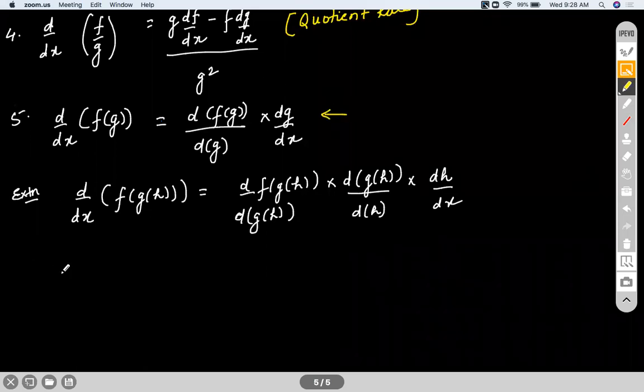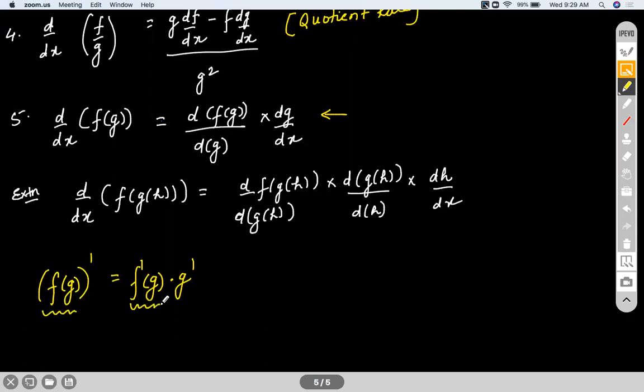Please be careful about the notation. Notation that we use is f of g of x. Let me not write x. f of g of x whole dash is given as f dash g into g dash. There's a difference between these two. Normally people think they are the same notation. What is the difference? Here you are differentiating with respect to x. Here you are differentiating with respect to g.